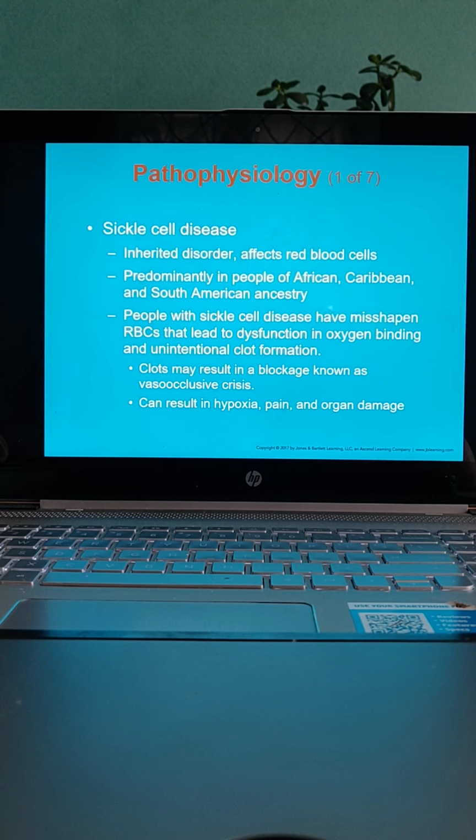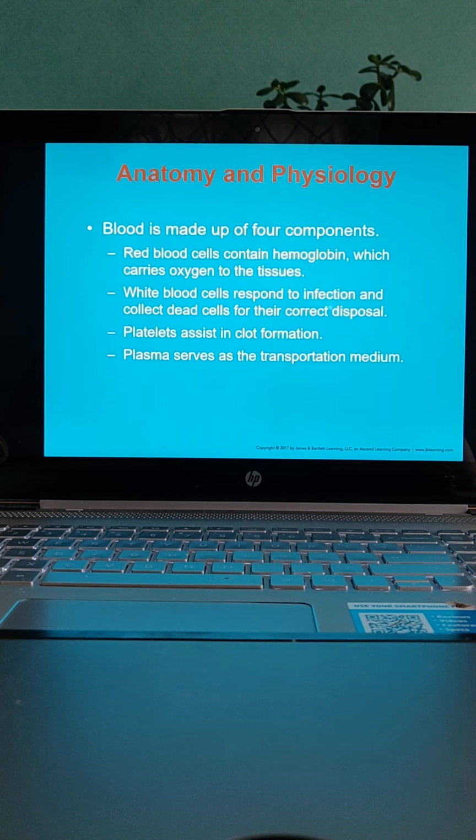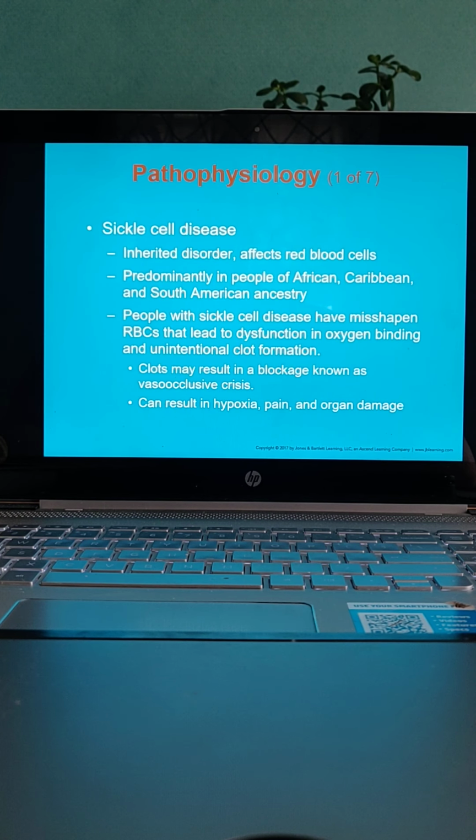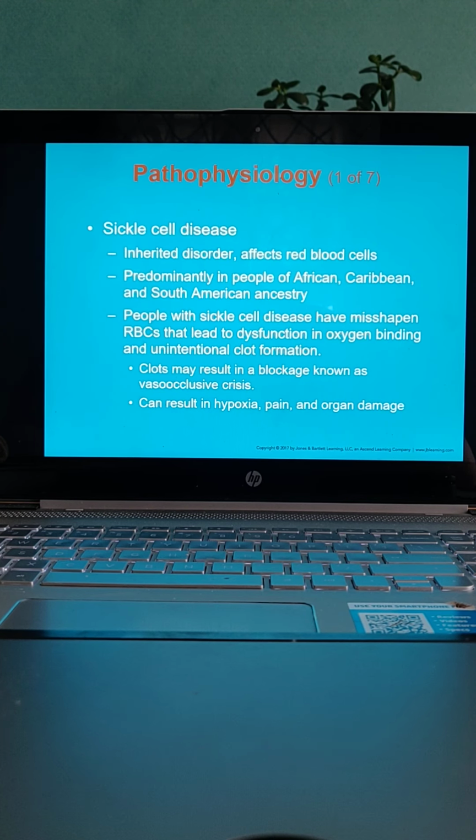Let's go back here. Okay, it's just sickle cell disease. An inherited disorder that affects the red blood cells. Predominantly people of African, Caribbean, or South American ancestry.